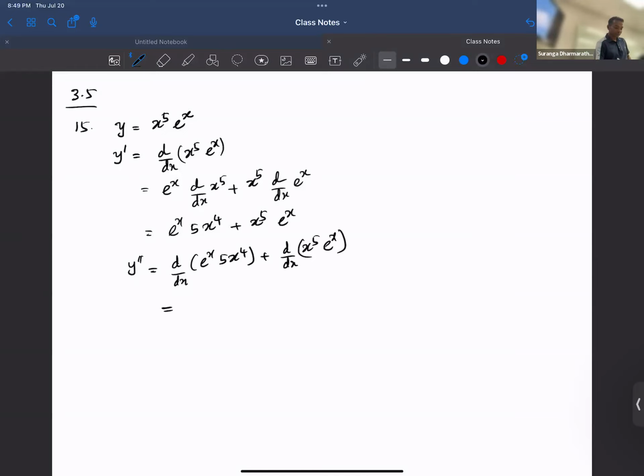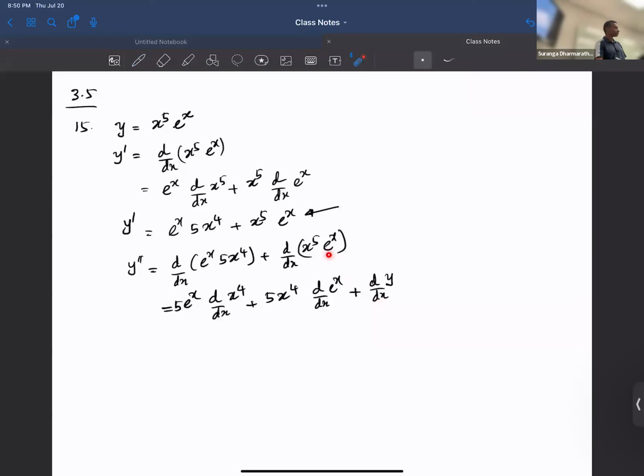So if I do this one, it's going to be e to the power x. Can take y out, d over dx of x to the power 4, plus 5 times x to the power 4, d over dx e to the power x, plus d over dx y, that means y prime. You can put y prime there because we already found y prime here. This one is y prime. Does that make sense? Because this is one. You can substitute this one here later.